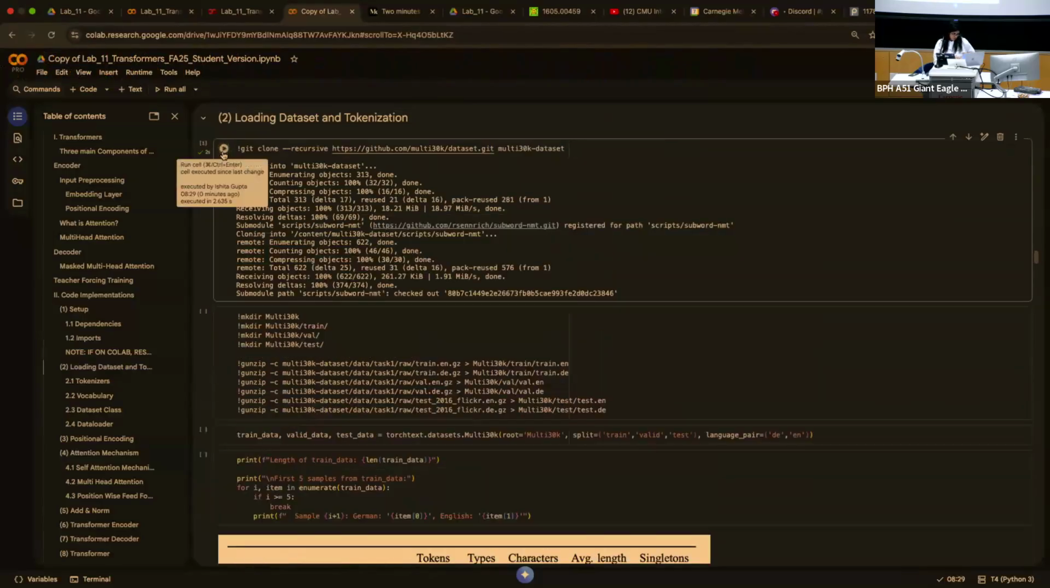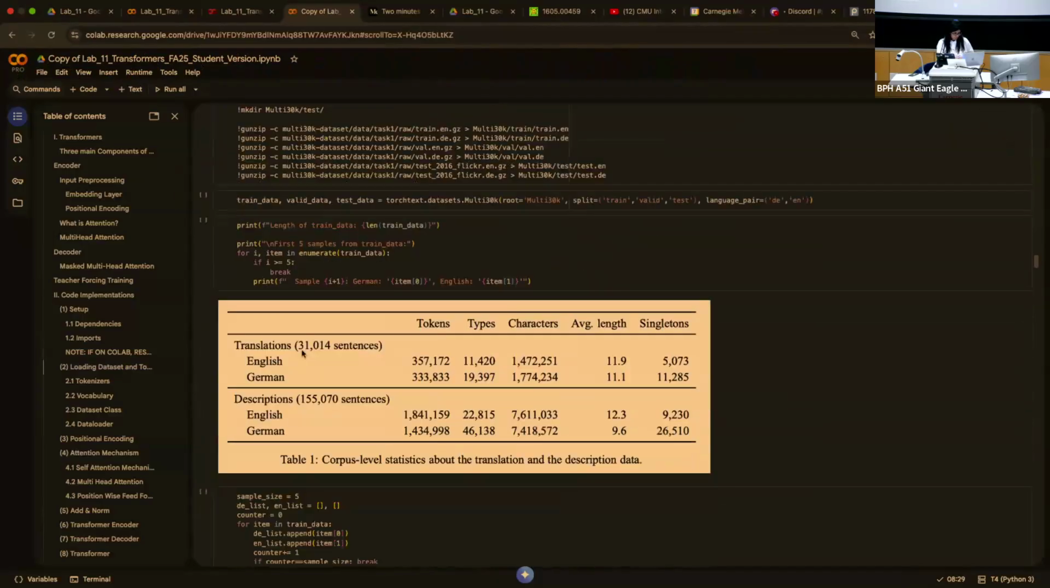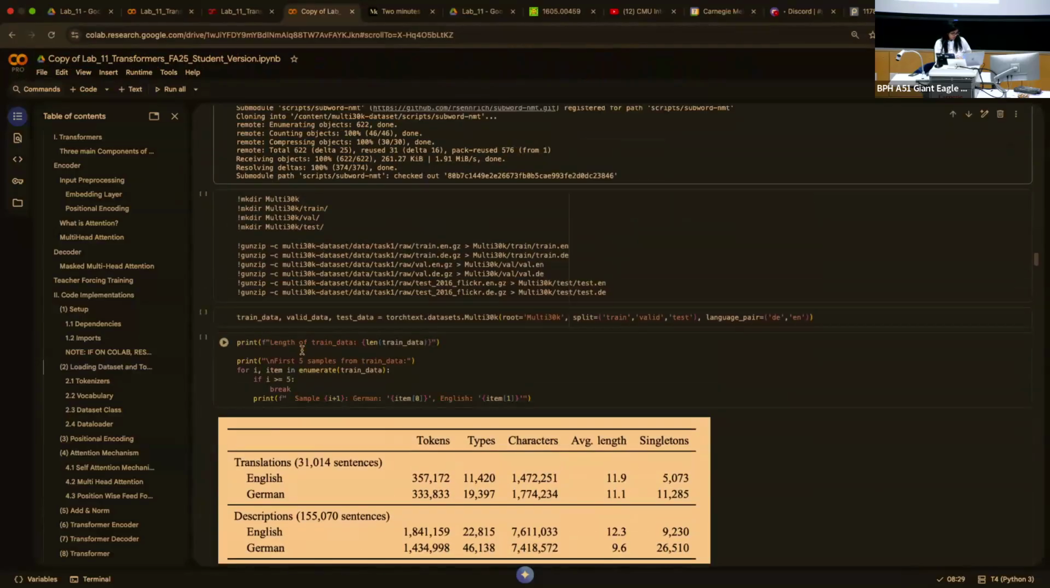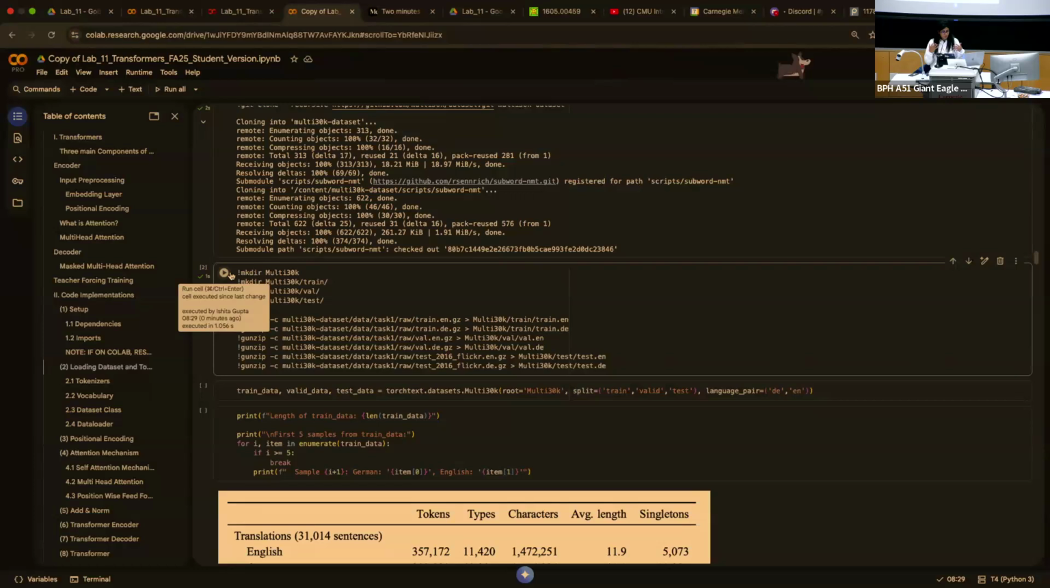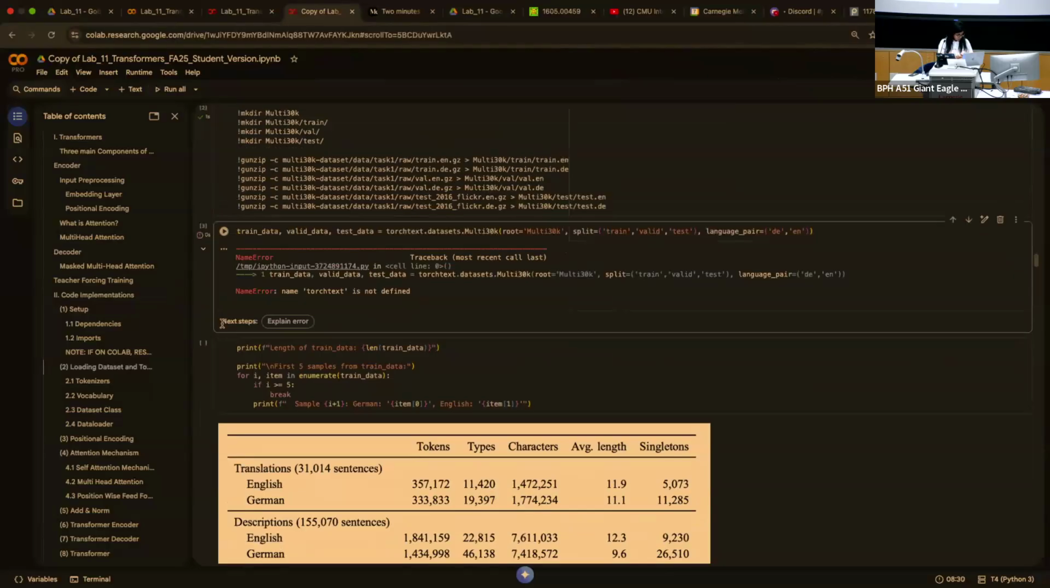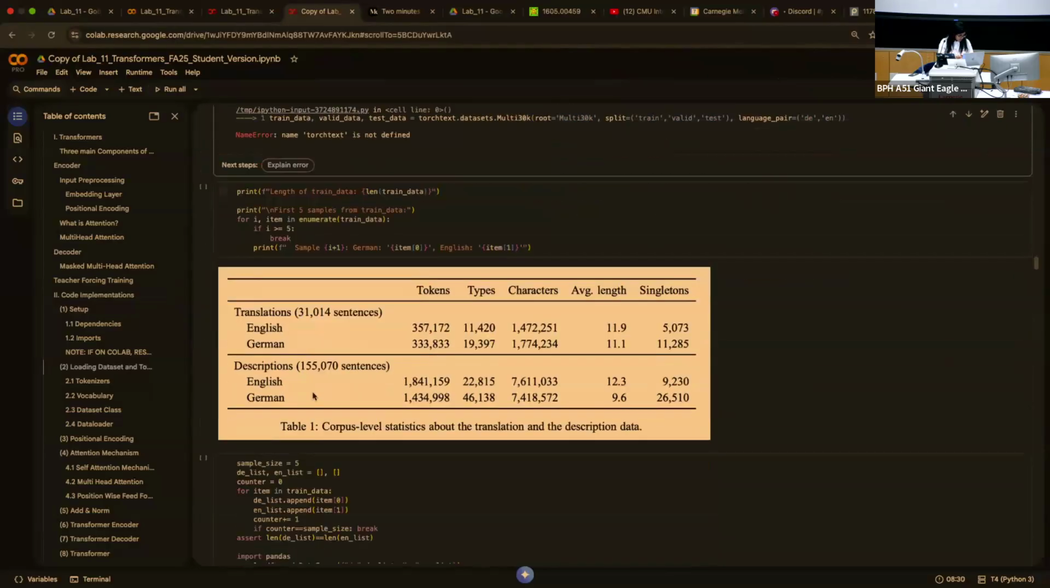We'll start with positional encodings, and to learn how to code the positional embeddings, we will be using this Multi30K dataset. This is a machine translation and description dataset. It has image descriptions in German and in English, and German to English translations. This is how the Multi30K dataset looks.